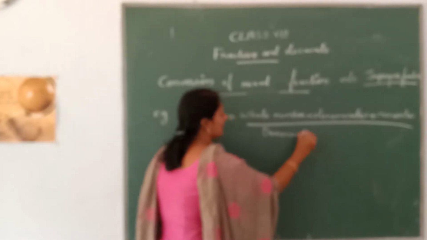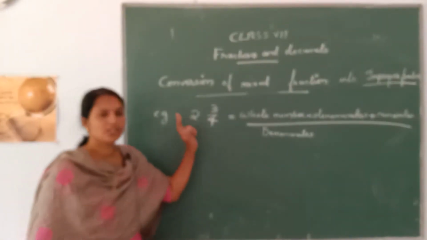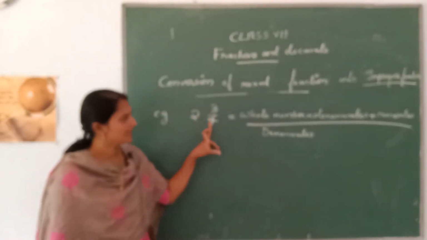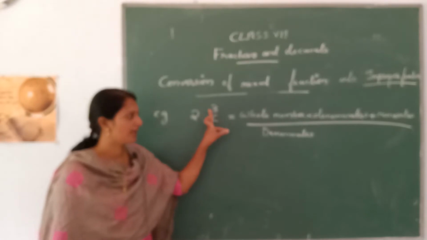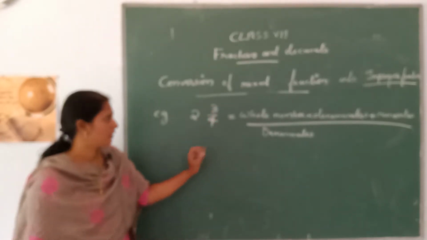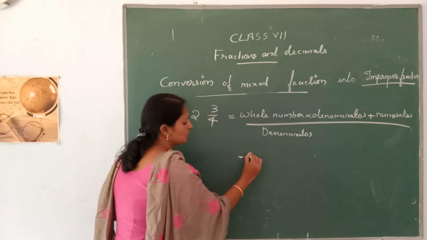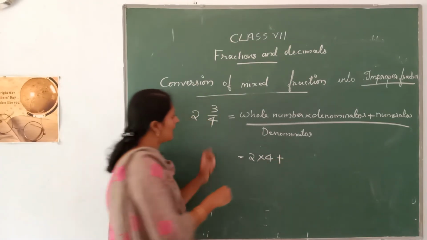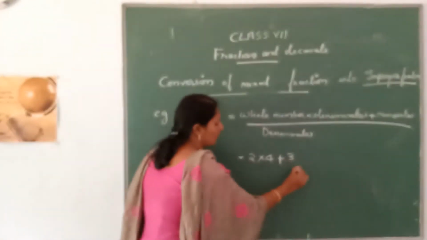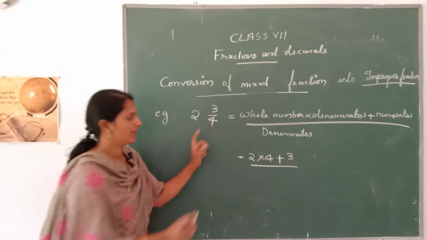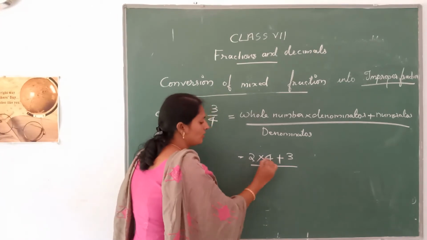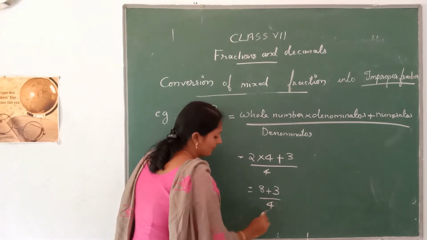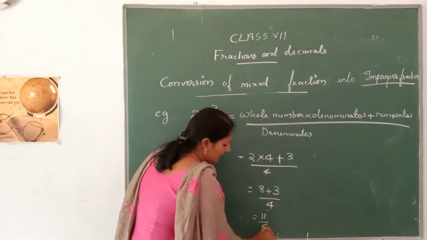Once again, we convert this mixed number into an improper fraction. You multiply the whole number by the denominator plus the numerator, whole divided by the same denominator. That is, whole number 2 multiplied by the denominator 4 and add the numerator 3, whole divided by the same denominator, that is 4. That is 2 into 4, 8. 8 plus 3 divided by 4. That is equal to 11 by 4.